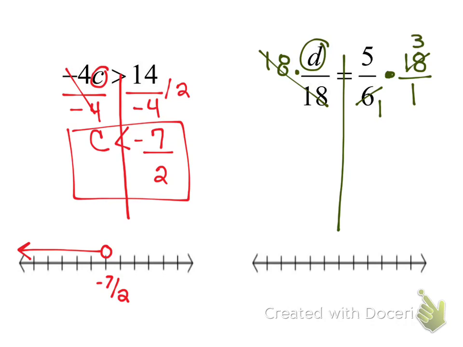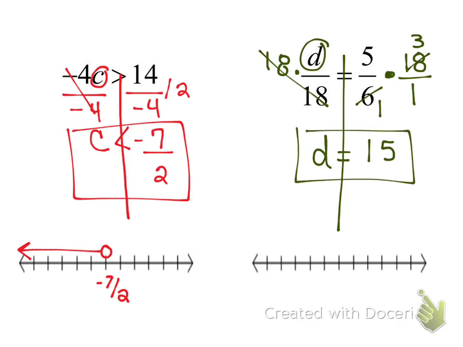When you multiply fractions, I'm going to have d equals. You first multiply your numerators, 5 and 3, which equals 15. And then multiply your denominators. 1. If I want my answer in simplest form, am I going to leave that 1 there? No.